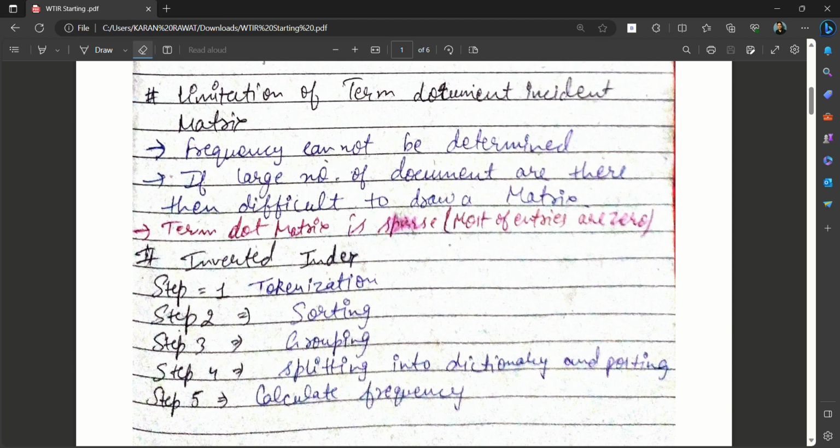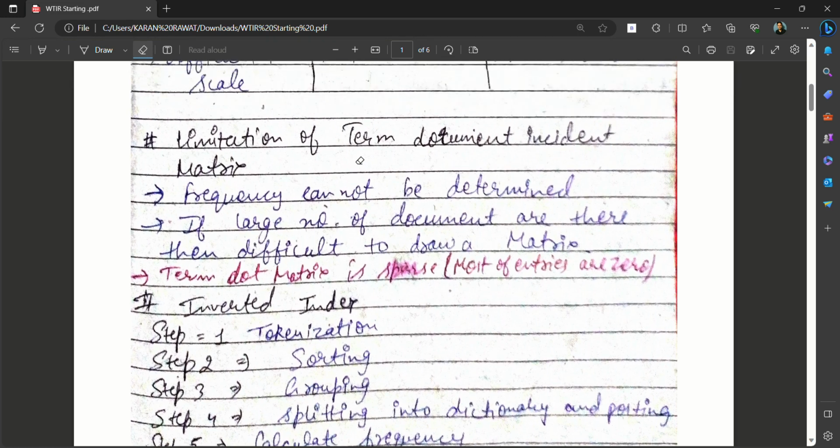So yeah, now let's move further. We will be discussing part three of the subject, web terminologies and information retrieval. So this will be part 3 of the complete playlist of this WTIR subject. Here we will discuss the limitations of the term document matrix, as you can see on the screen.